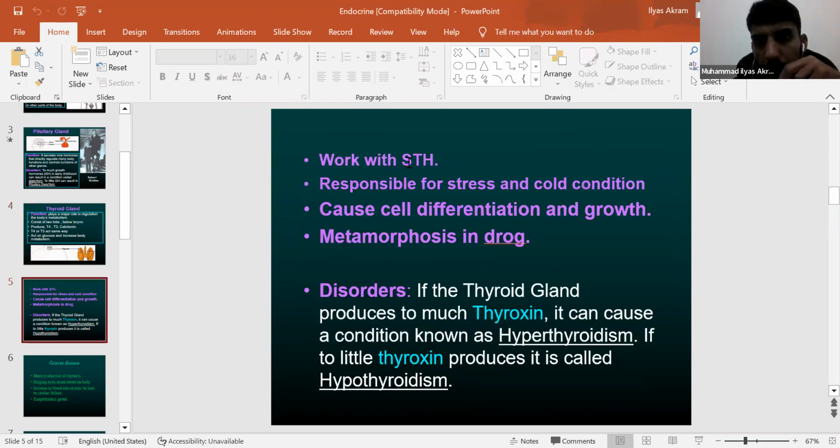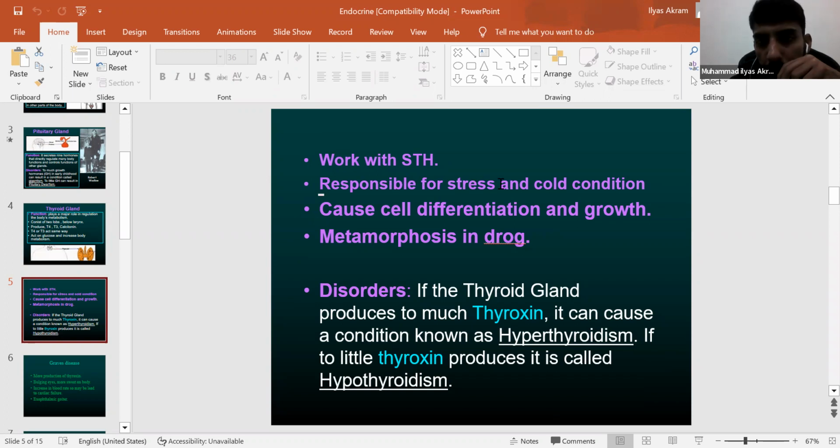It also works with the somatotrophic hormones. As we grow, our body requires more nutrients and more food. We can say that to maintain our health and to do some work, the body needs energy. So it also works with the somatotrophic hormones to maintain the development and growth of the body.